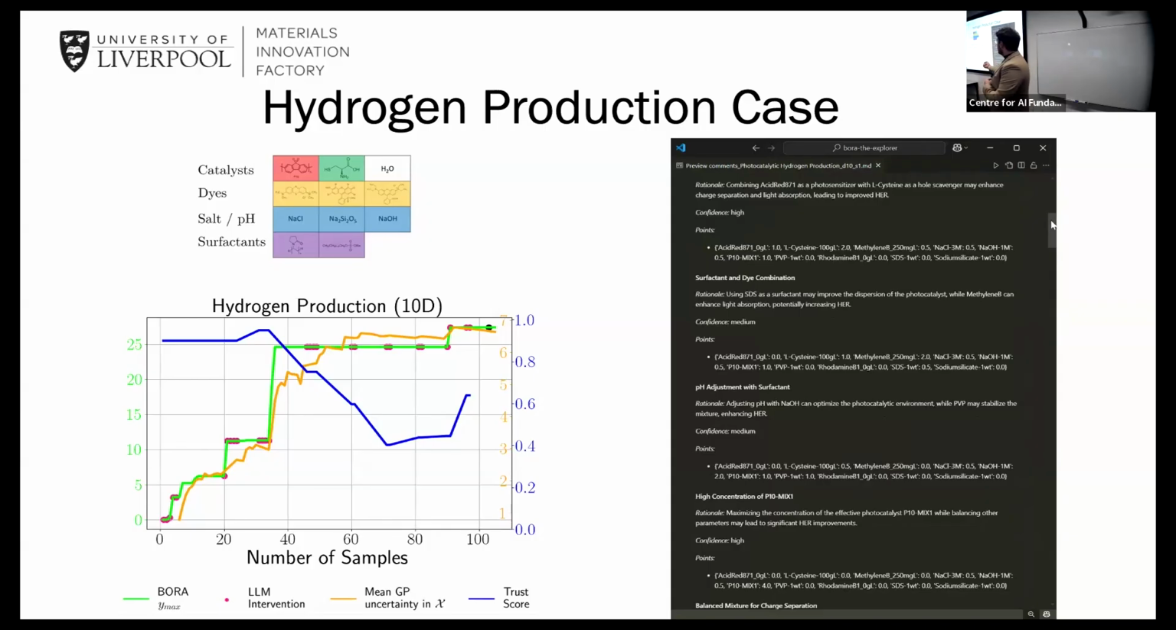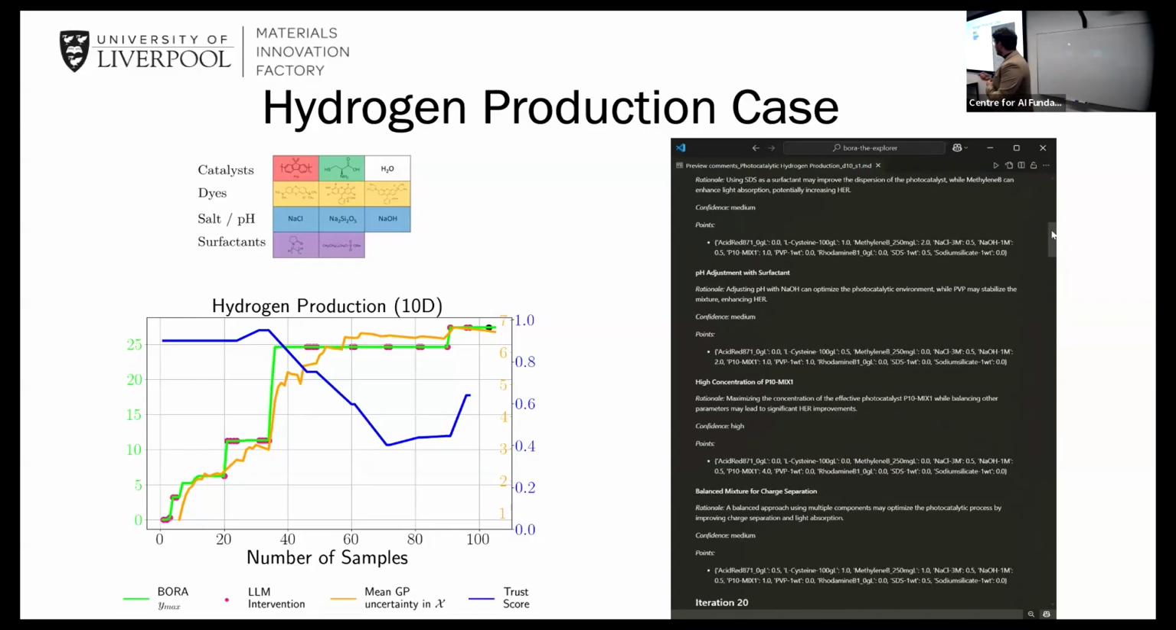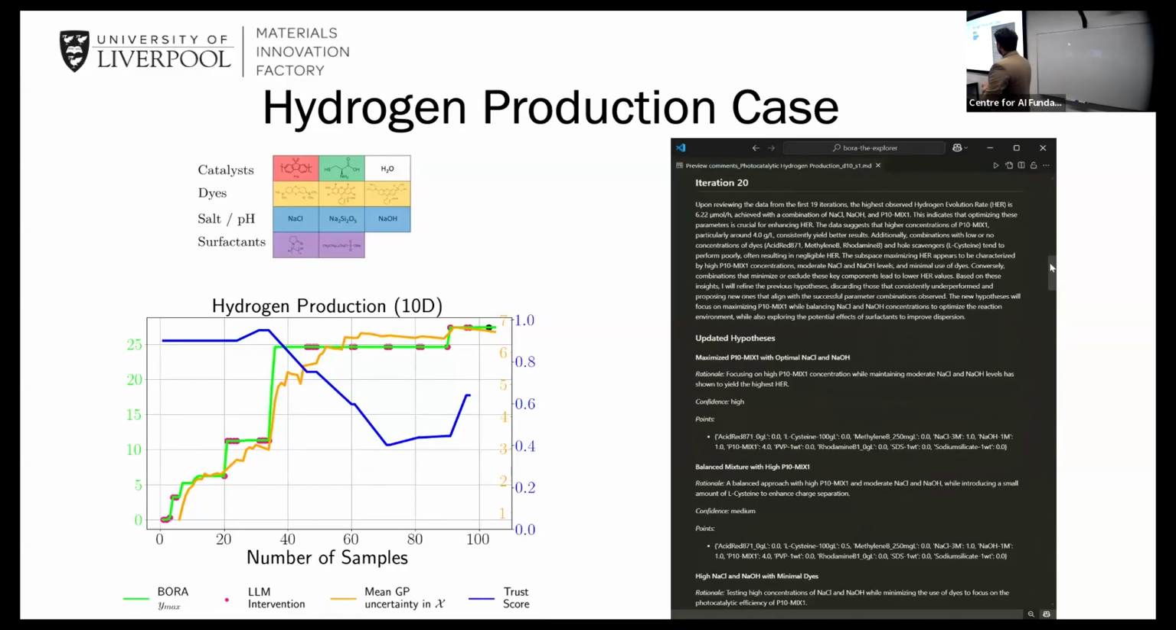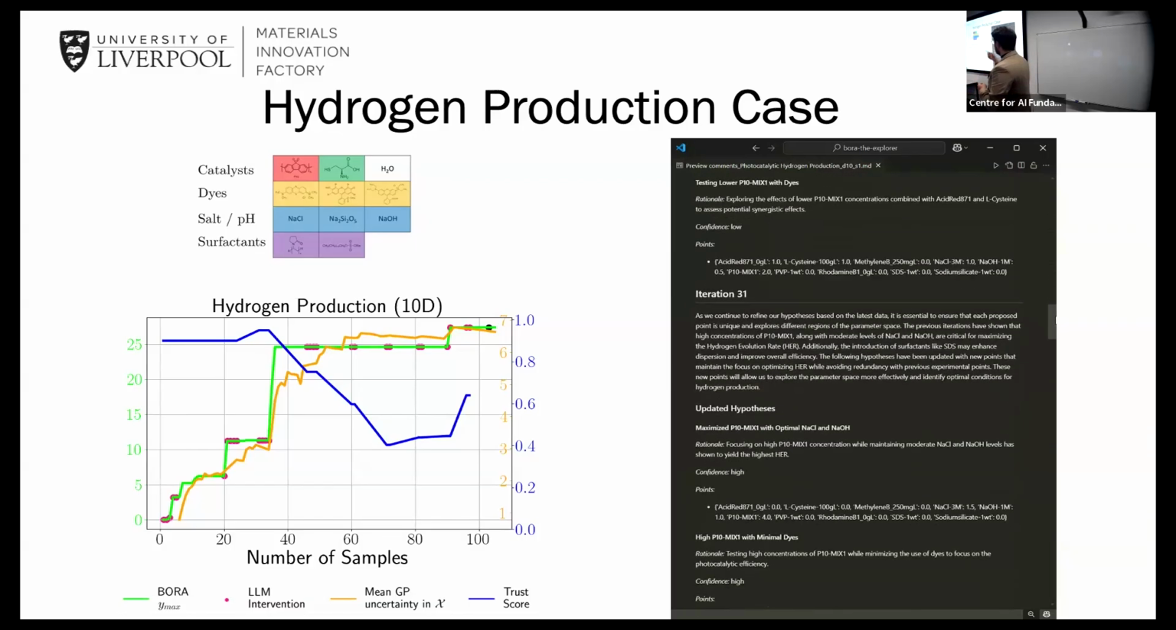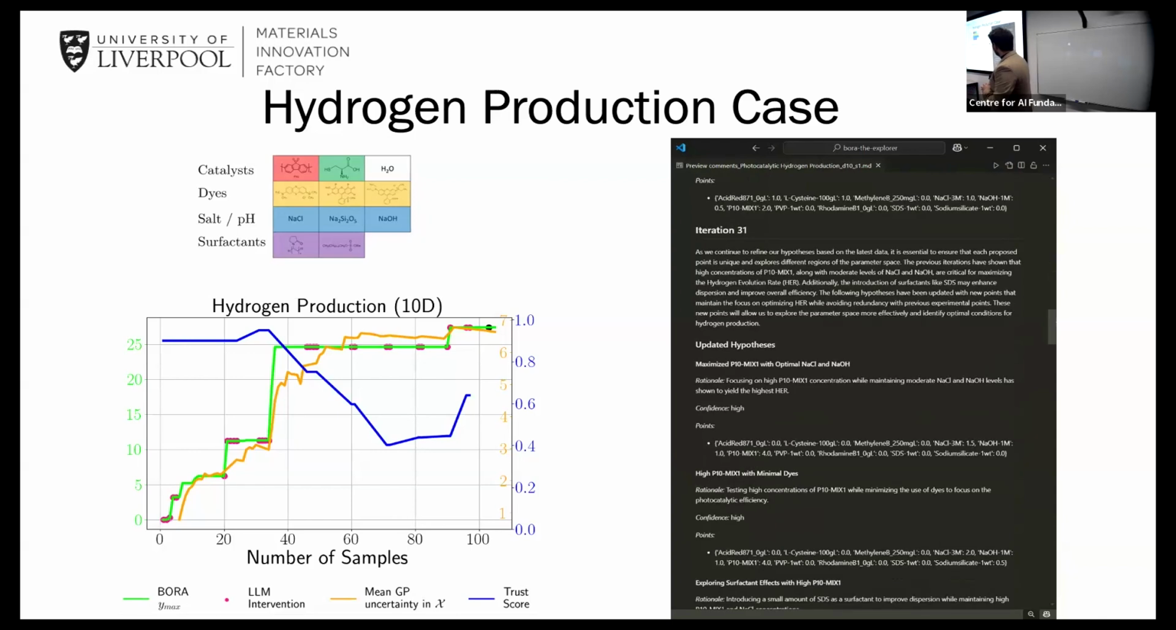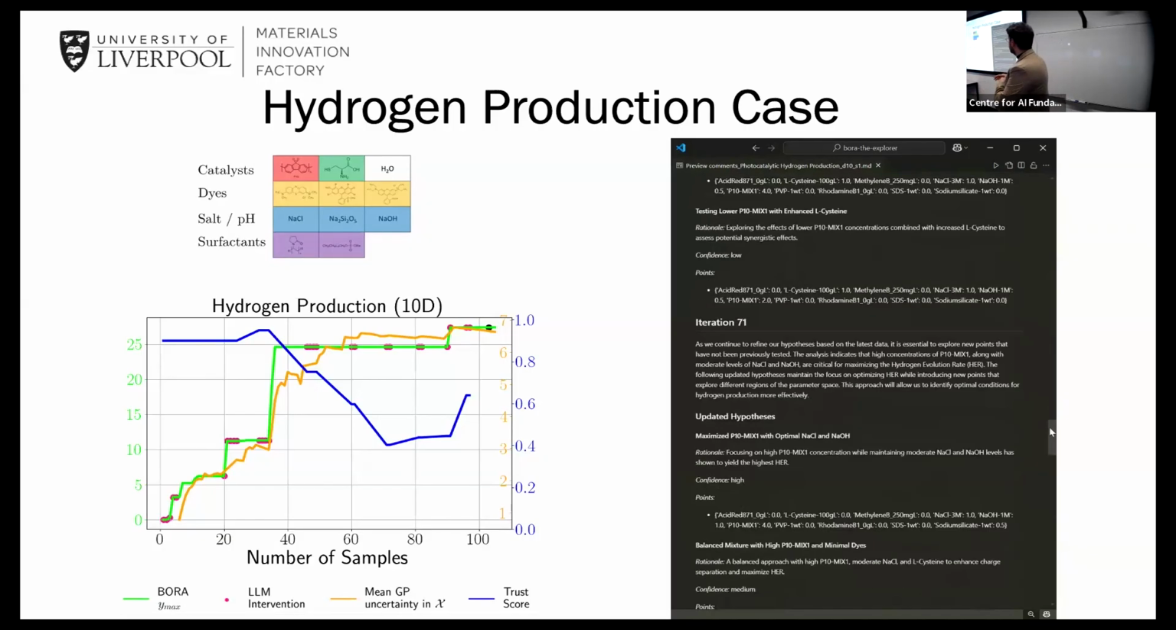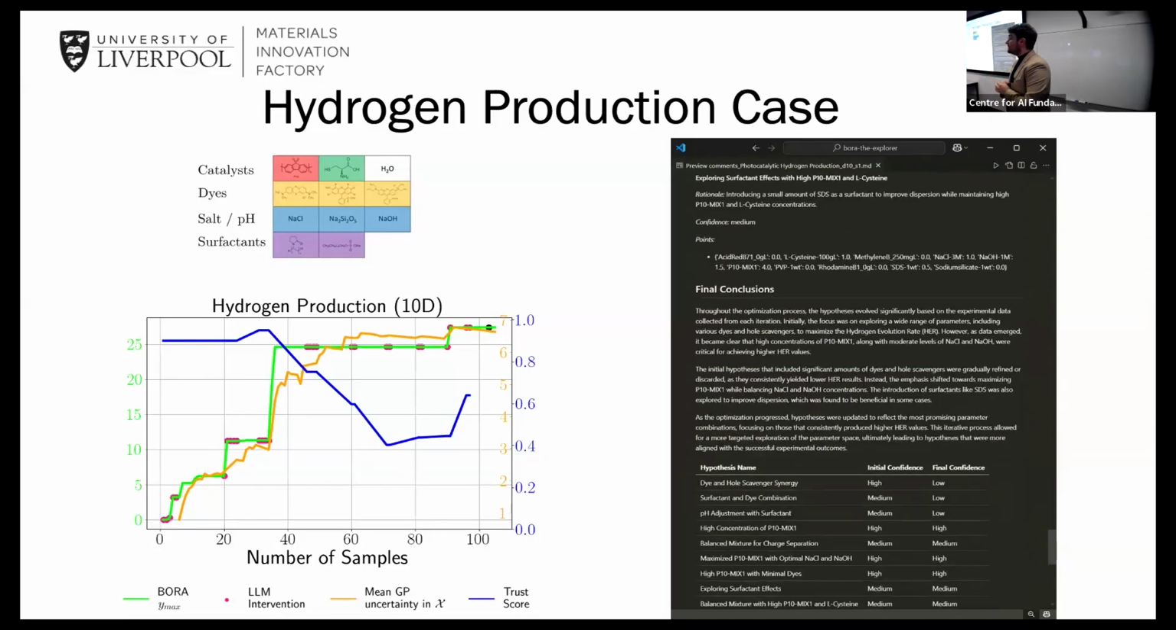And then the red dots are instances where the LLM was kicked in. It's really interesting to see how the trust score builds up. It gets lower as we progress, which means the LLM is doing a very good job, which also translates into the maximum observed hydrogen production. And after some point, even the LLM could not change the course of things as well.